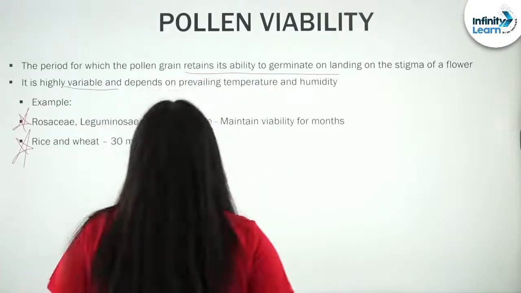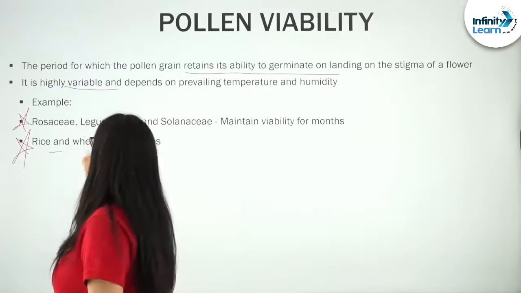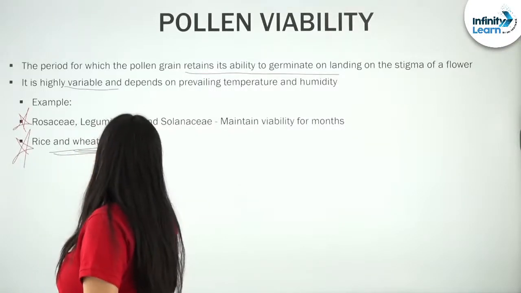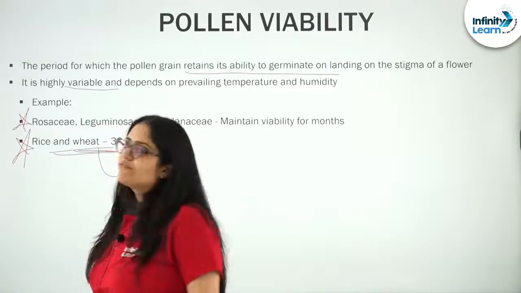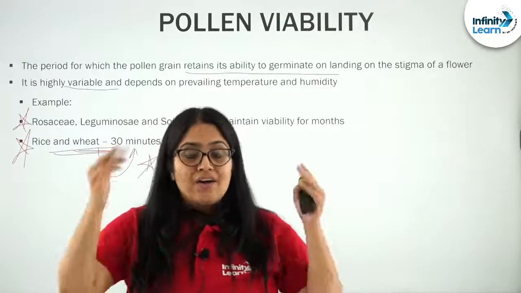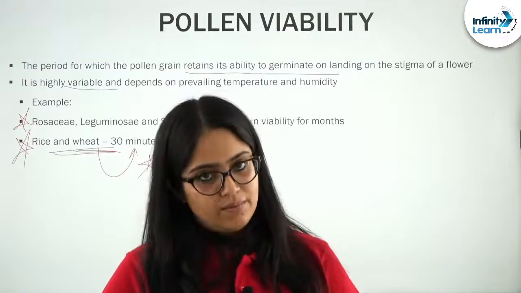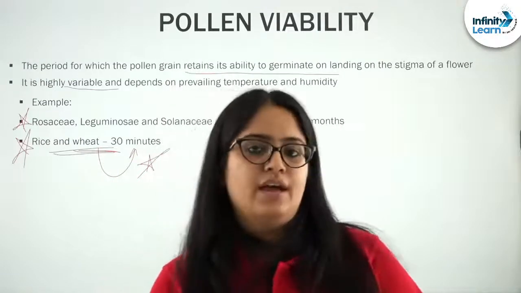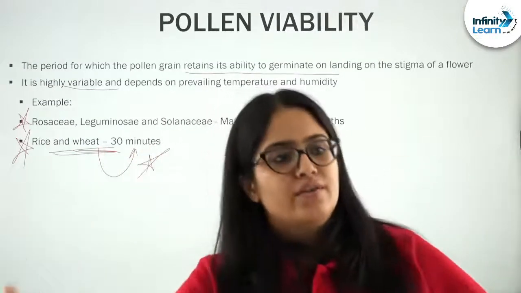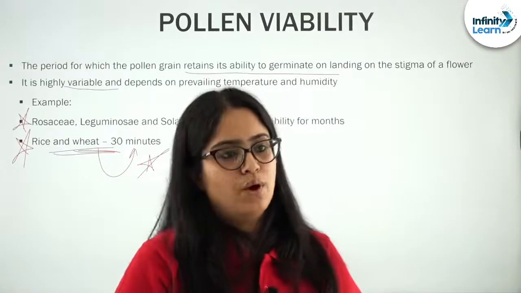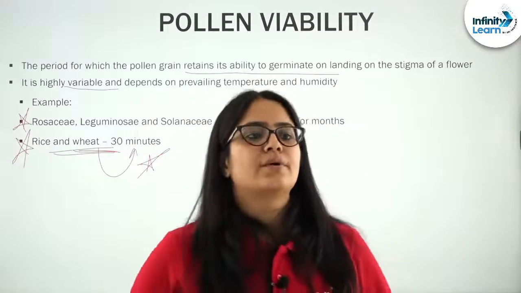But when we talk about rice and wheat, the pollen viability time period is just 30 minutes. So, after the release of pollen grain, after 30 minutes, it will lose its viability. It won't be able to germinate and form pollen tube or do the other processes that are required, right? I hope this is clear. Now, let us see what I have next.